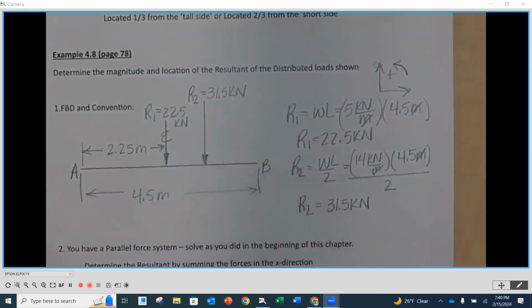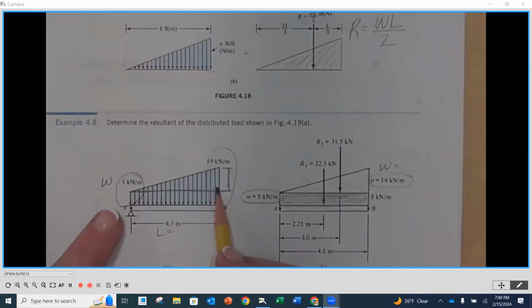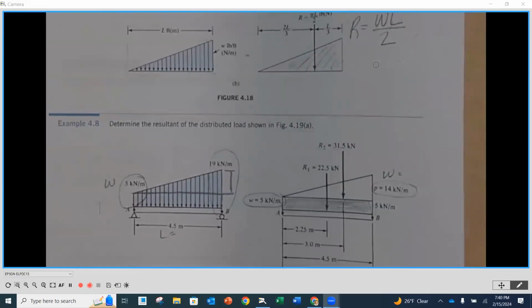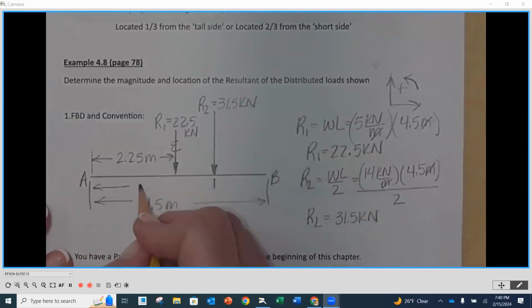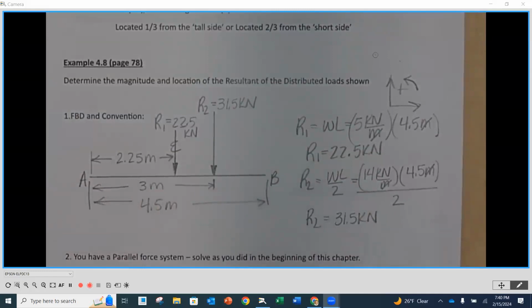R2 is the triangular load. Now, since we're going to be going from A with our moment, we want to have the distance from the low side, which is going to be 2/3 the overall length. So if we take 4.5 and multiply it by 2/3, we should get 3. Is that right? 3 meters to A. So now we have our resultants located. We know exactly where they are.